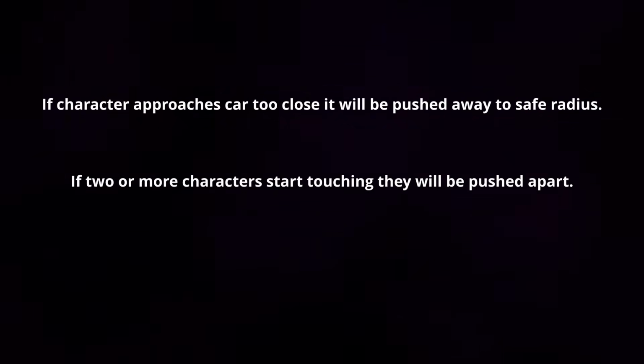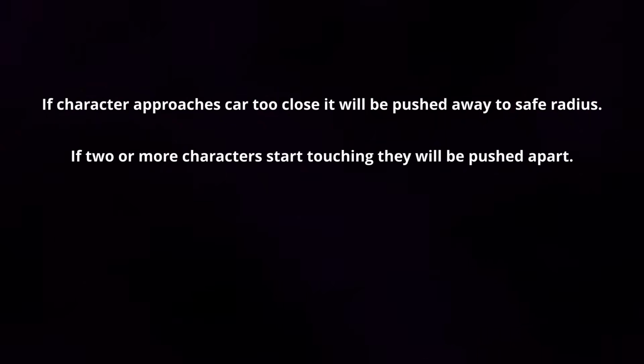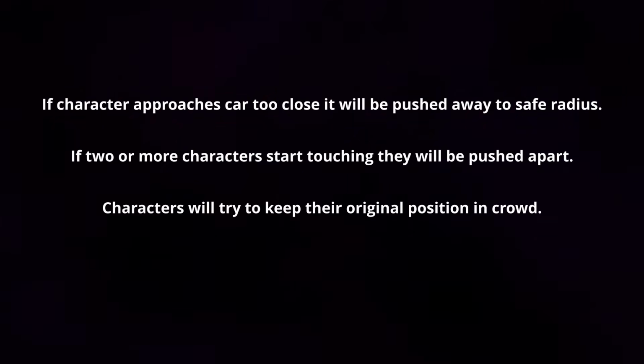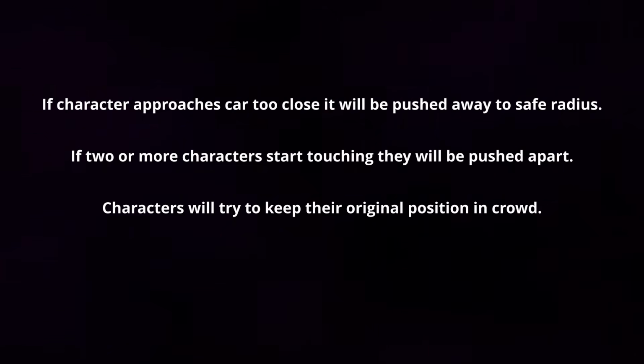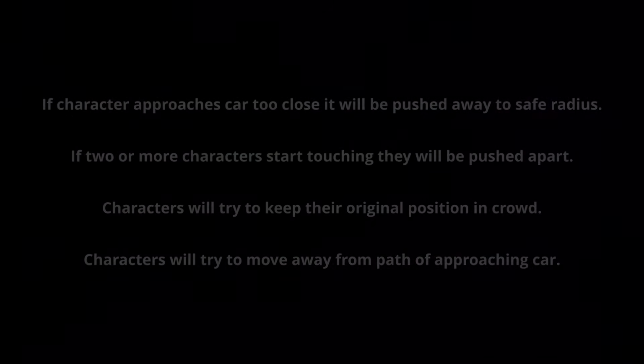Assuming by default characters will stay in place, I can translate this behavior into just 4 rules. First, if character approaches car too close, it will be pushed away to save radius. Second, if 2 or more characters start touching, they will be pushed away. Third, characters will try to keep their original position in crowd. And fourth, characters will try to move away from path of approaching car.